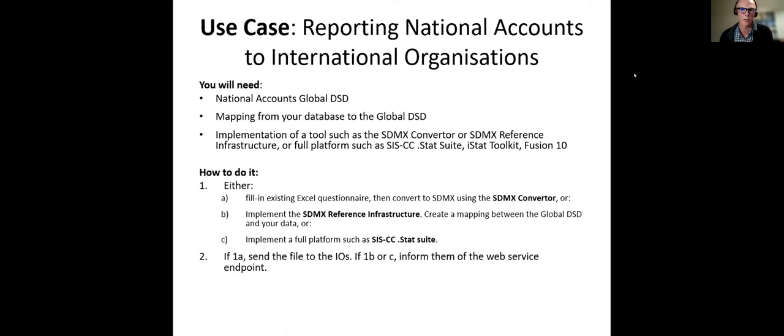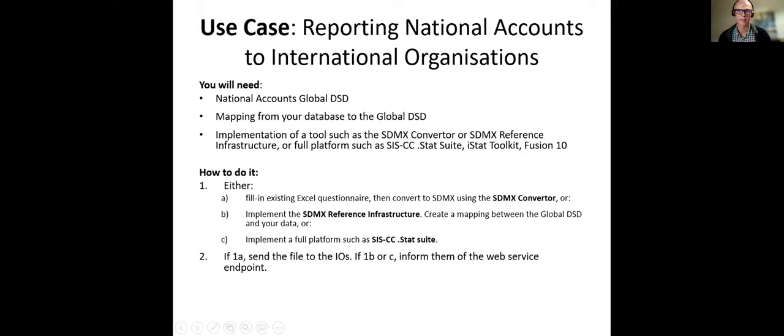So now we come to the use cases. First of all, there's three generic use cases that I'll describe in a cookbook style, but I'm not going to spend much time on them. So if you want to report national accounts to international organizations, generally what you'll need is the global data structure definition for national accounts. You can Google this and you can find it. And then you map your database to this structure definition, and then you implement a tool to do the reporting. And voila. So that's what you need, and here's how to do it.